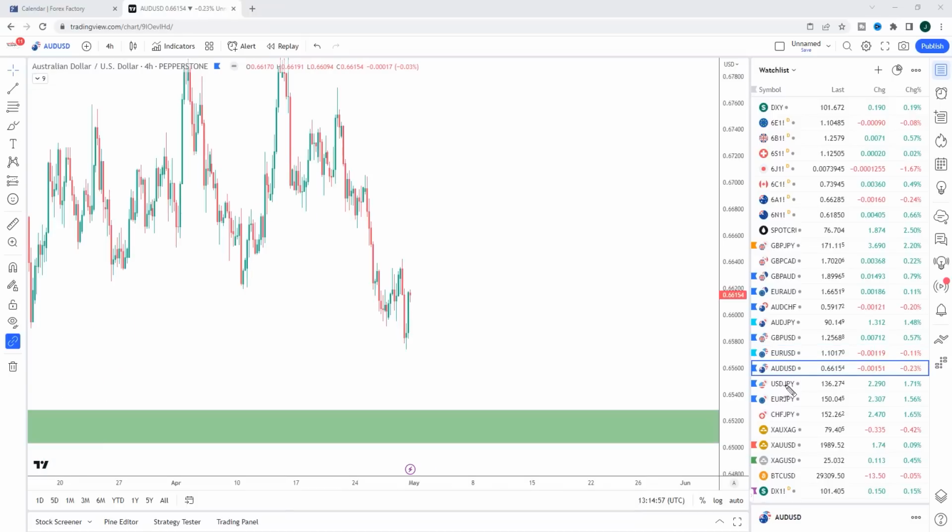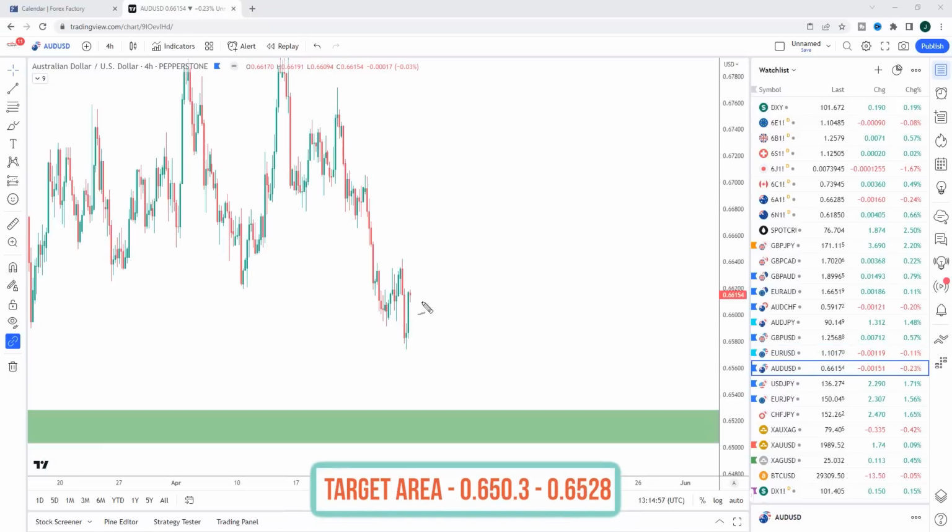Okay, so the next 2 pairs are based on dollar strength from FOMC, and this is what I ideally would like to see next week.